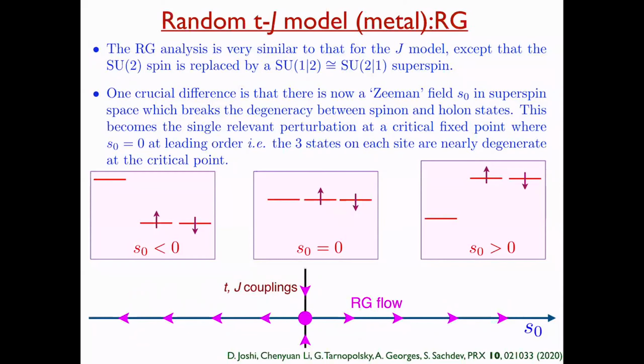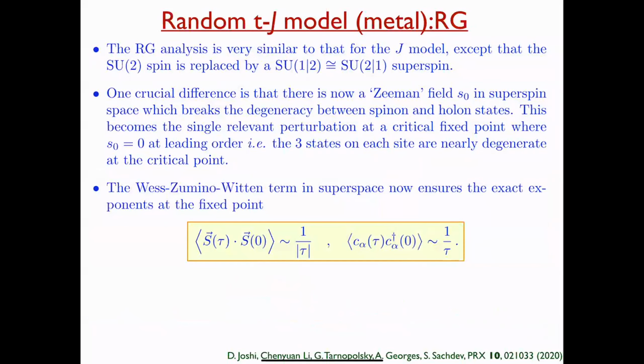And this critical point has lots of nice properties. So let me just describe them. First of all, you'll find that the spin correlation decay is 1/tau. The superspin correlation can all decay as 1/tau. And now this is a rather peculiar sort of result because previously I told you in a Fermi liquid, the spin correlation decay is the square of the electron correlations. But here that doesn't seem to be true. So how do you understand this?